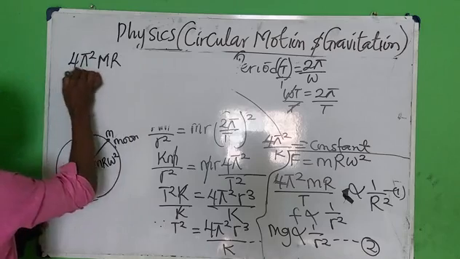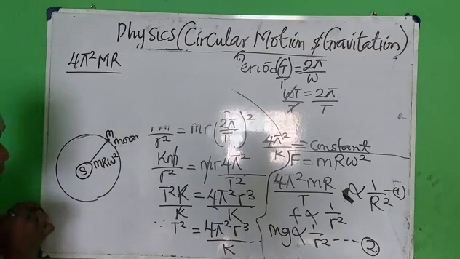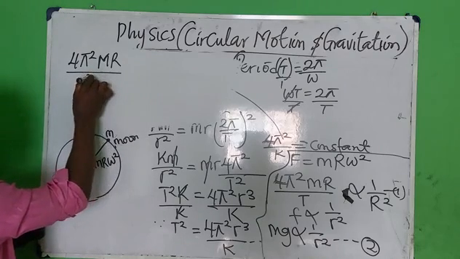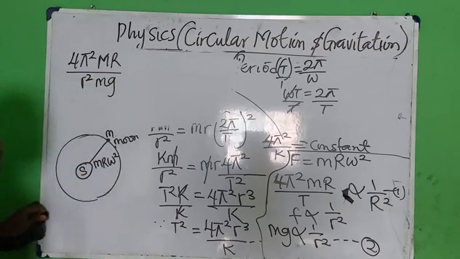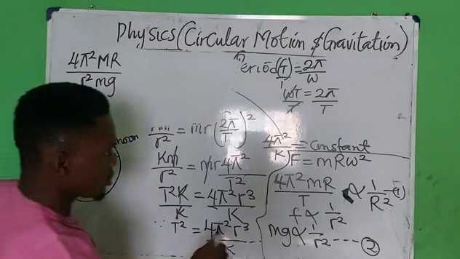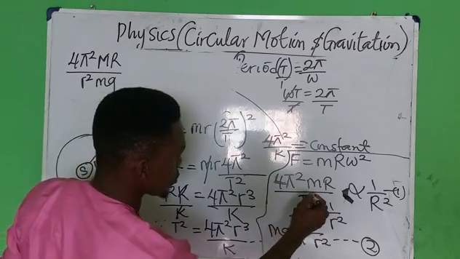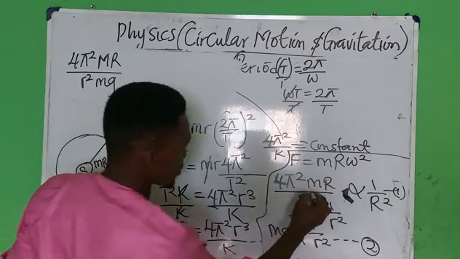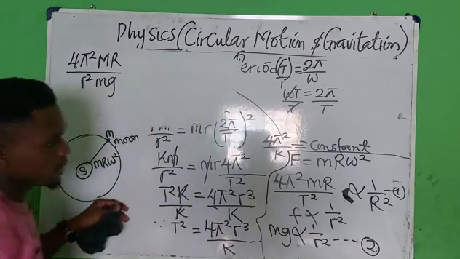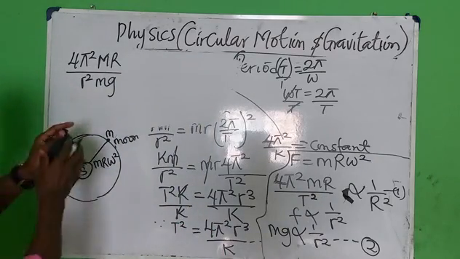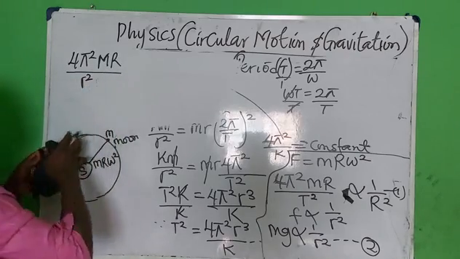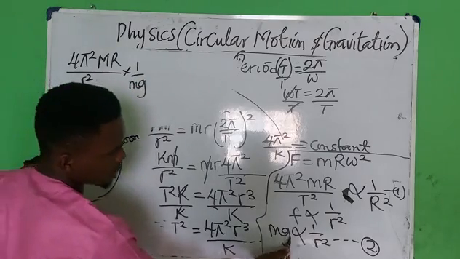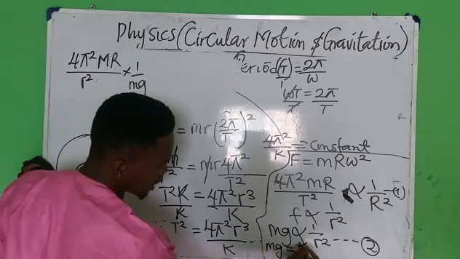mr over r squared mg. We're having r squared mg. Let me check. Is it c or t squared? From this point, oh, it's t squared now. Alright, so from here, let me just bring it like this, times 1 over mg, because this one now becomes mg equals k over whatever.